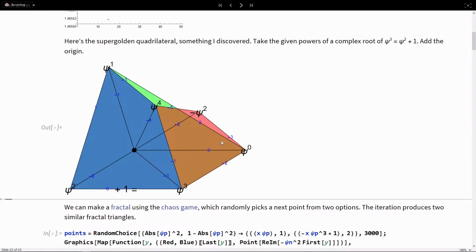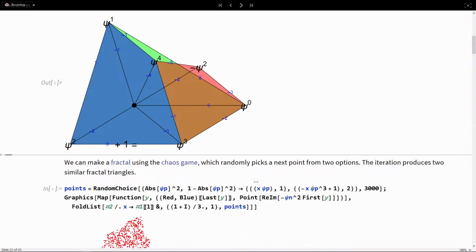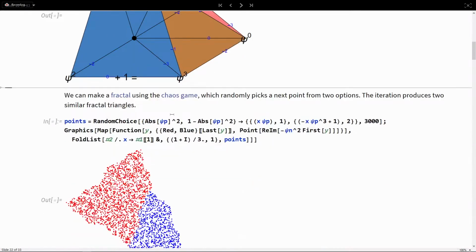Just using that, you can use properties of the complex plane to self-construct itself, and it leads to one of the best substitution systems available. And I'll show that in a little bit.